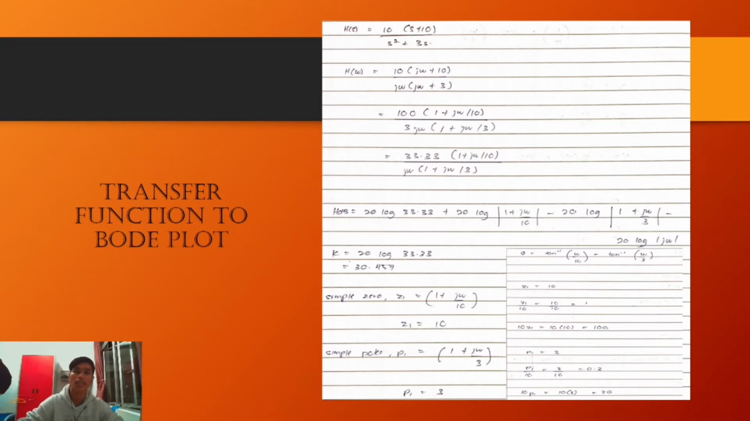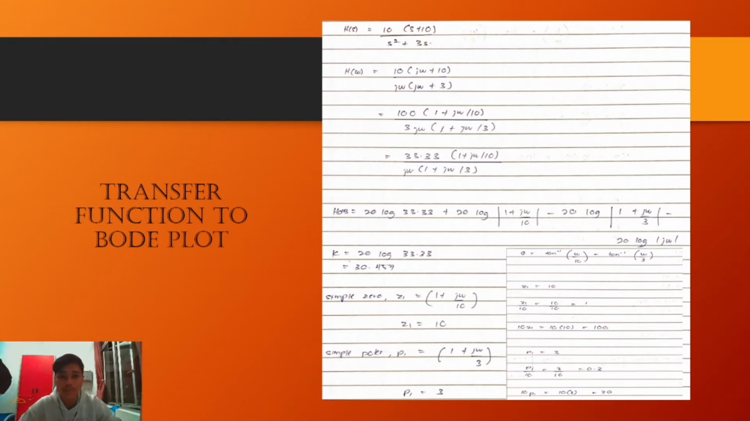So here I have an equation of a transfer function. The function is 10 times (s plus 10) over (s squared plus 3s). If you want to convert it to standard form, you just need to substitute s with j omega. After converting to the standard form, it will be 10 times (j omega plus 10) over j omega times (j omega plus 3). So what you have to do is make the 10 and the 3 into the value 1.